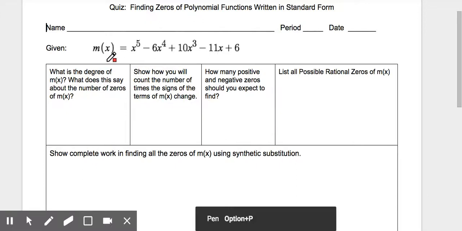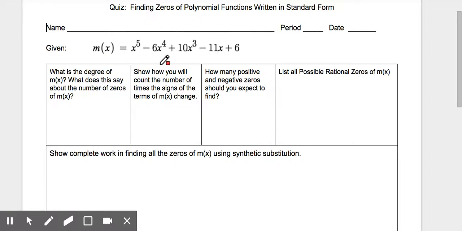Here we have m of x is equal to x to the fifth minus 6x to the fourth plus 10x cubed minus 11x plus 6. What is the degree of m of x, and what does this say about the number of zeros of m of x? The degree is the highest exponent of x, and so that's going to be right here.